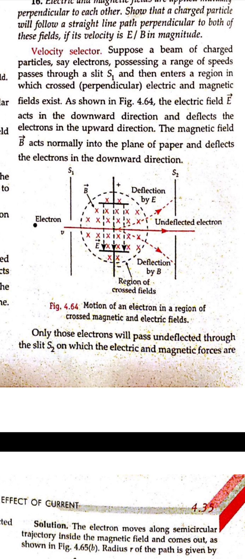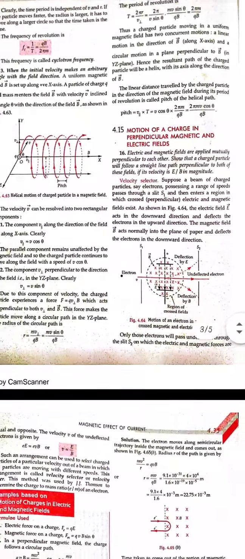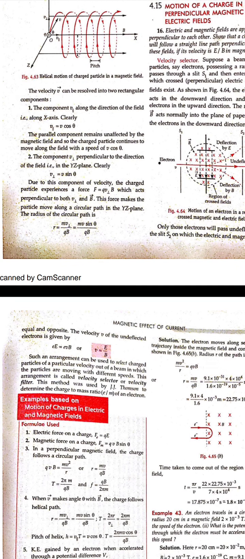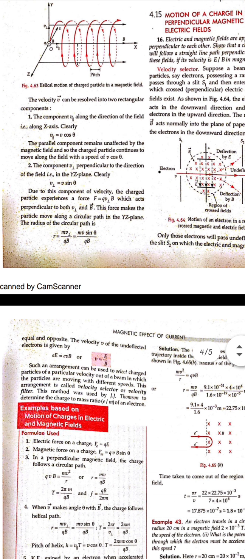There are some undeflected electrons that will pass through slit 2, for which the magnetic force and the electric force are opposite, right? Because if they act opposite and equal, then the electrons will remain undeflected and move through the second slit, that is S2. Since the electric field and the magnetic field both act on the particle, they try to deflect it, but if at some point they are equal and opposite in direction, they cancel each other, and the particle remains undeflected and passes through slit 2.